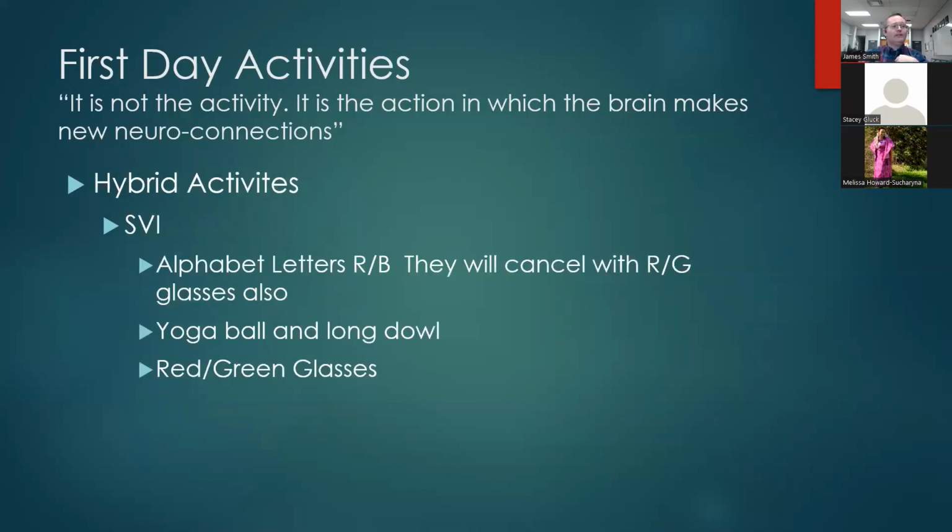Hybrid activities, the SVI is a great one. You can set it on saccades and put it on alphabet letters, the red and blue, they cancel with red green glasses. Have them sit on a yoga ball with a long dowel that has a tip on it that they can touch the touch screen, and then have them just go through the alphabet, red, and it'll alternate between. So it's a good anti-suppression check. It's a good balanced vestibular check, and it's a good ocular motor check.